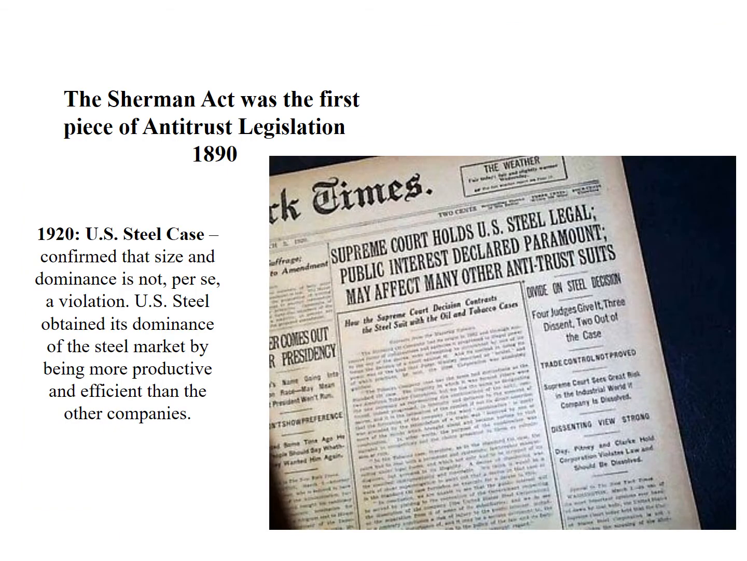The U.S. Steel case of 1920 was another landmark decision for the Sherman Antitrust Act. The Department of Justice accused U.S. Steel of being a monopoly because of its significant dominance of the steel industry. However, this case confirmed that size and dominance is not, per se, a violation of the Sherman Act. U.S. Steel obtained its dominance of the steel market by being more productive and efficient than the other companies. It was found not guilty of any violation based upon the rule of reason.